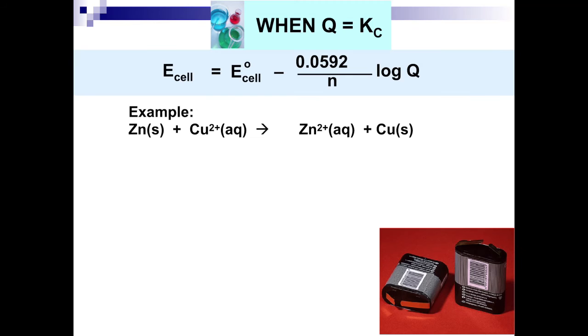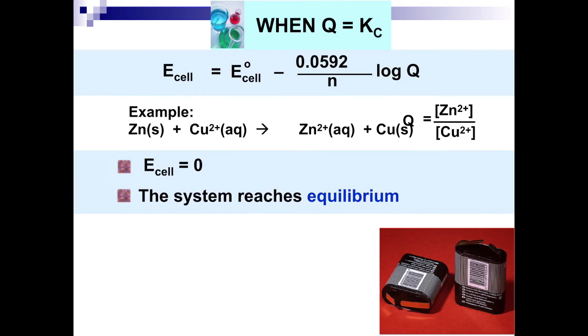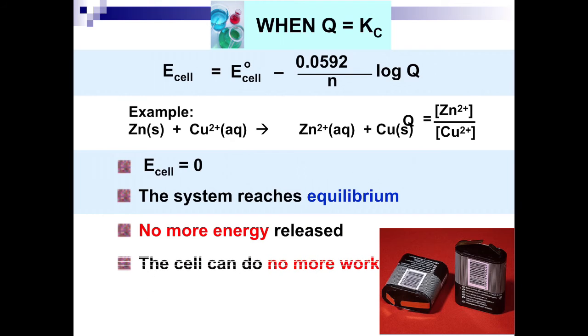So, what does it mean when the question tells us the voltaic cell stops working? This means that the E cell is equal to 0. The system already reached equilibrium, no more energy release, the cell can do no more work, which means the battery is dead. So if you are told the battery is dead, it means that the value of E cell is equal to 0 and the expression Q is equal to K.